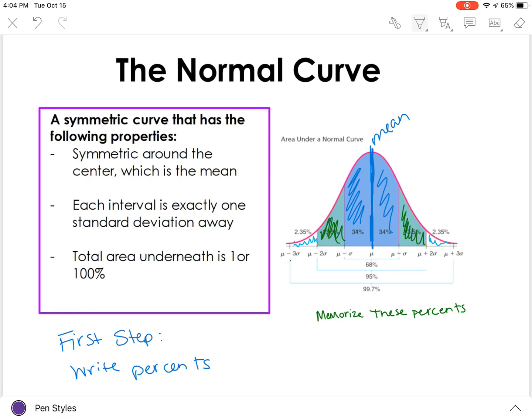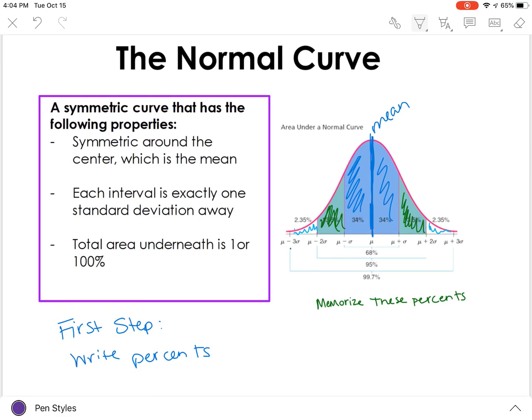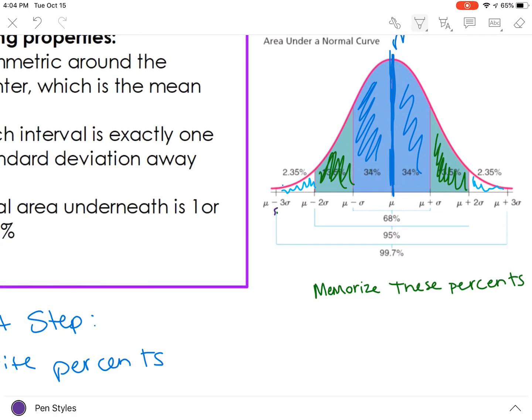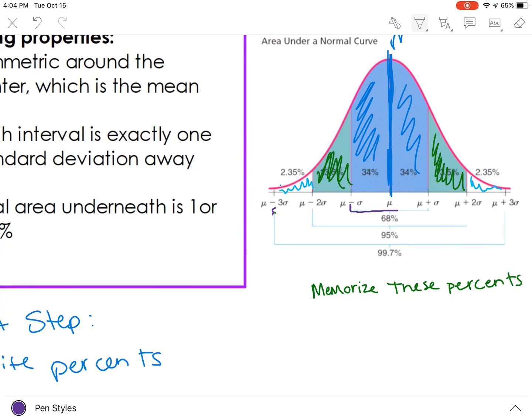The total area underneath our curve is 1 or 100%. So from end to end, it all adds up to be 100%. Okay, so the first thing we want to do is memorize these percents. So from the first standard deviation below to the first standard deviation above, that represents 68% of our data. Then from 2 standard deviations below to 2 standard deviations above, that represents 95% of all our data. And from 3 standard deviations to 3 standard deviations, that's 99.7%.